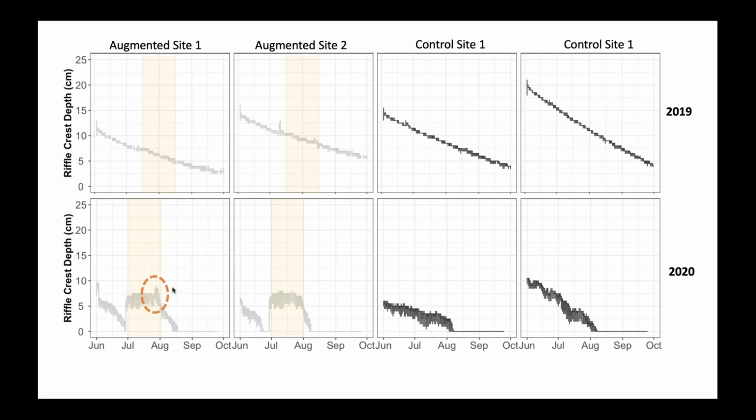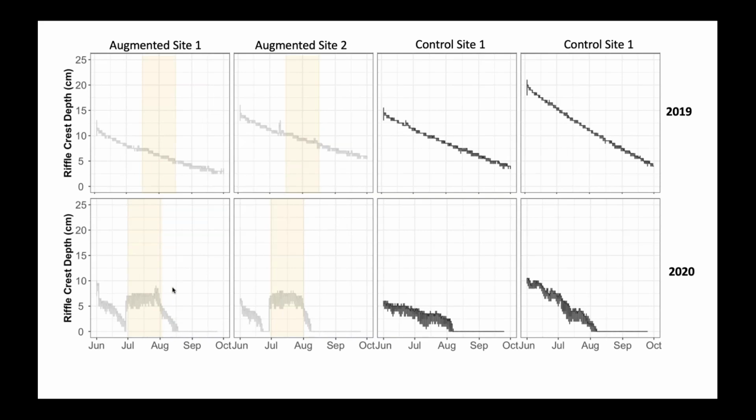So it was an artificial artifact of our experimental work. So I actually had to remove those days for our statistical analysis, but it's a good lesson in that data loggers aren't lying to you. Most of the time, I hope.